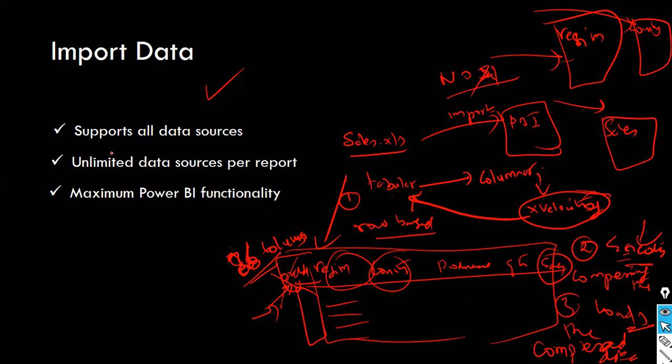The only limitation with import data is that in the case of a free license, you cannot import a huge volume of data. If anything exceeds more than 1 GB, see, here it compresses the data. Even after compressing, if it exceeds 1 GB per file, it will fail. Number one, that is one disadvantage. But nowadays, enterprises don't use the free version, and even Pro licenses they don't use. Most of them are using Premium license. Just keep that in mind. You tell them this is one limitation. And the other limitation with import data is you need to refresh the data periodically.